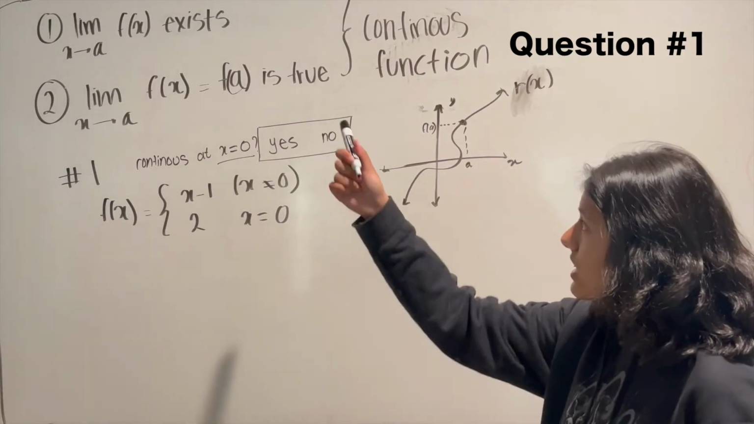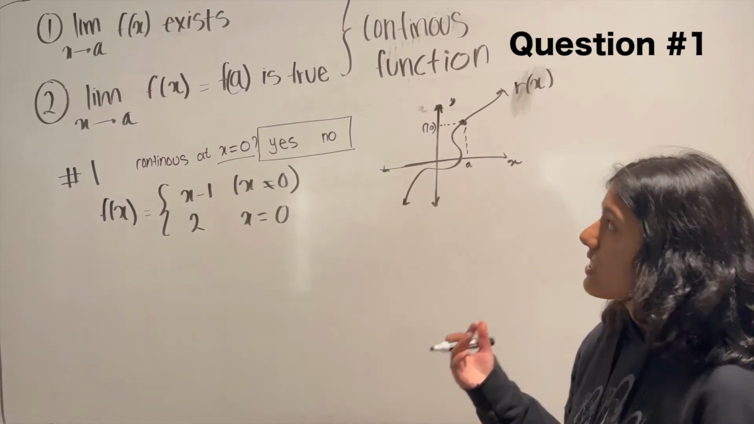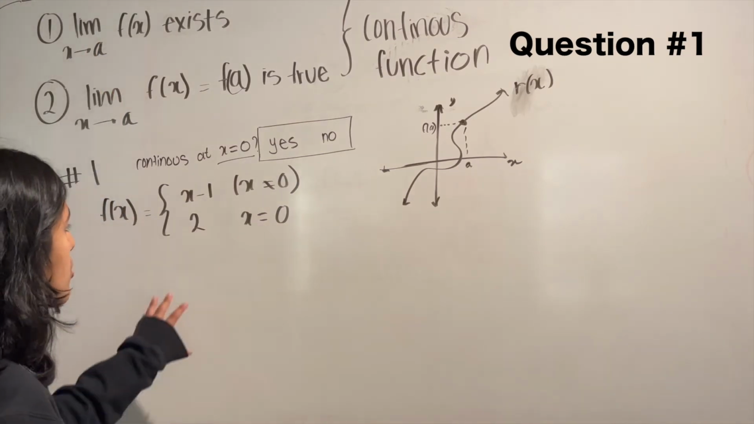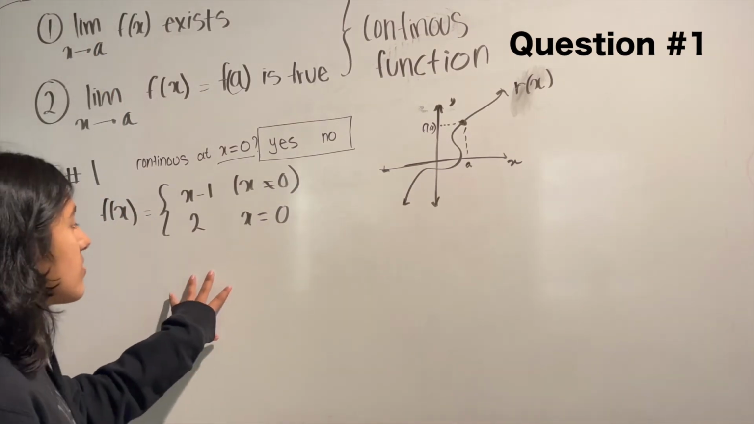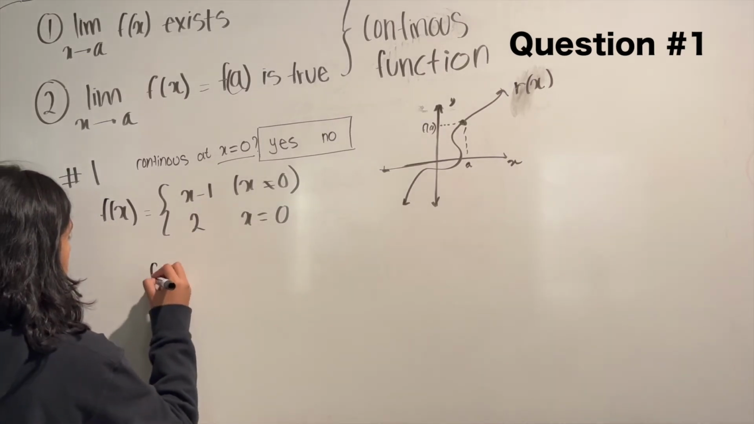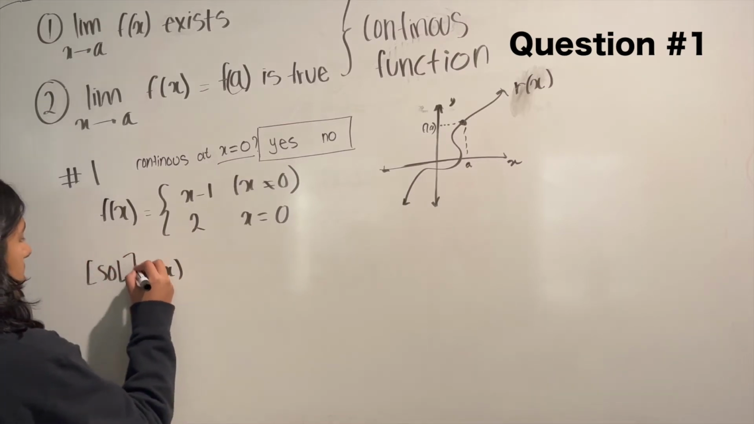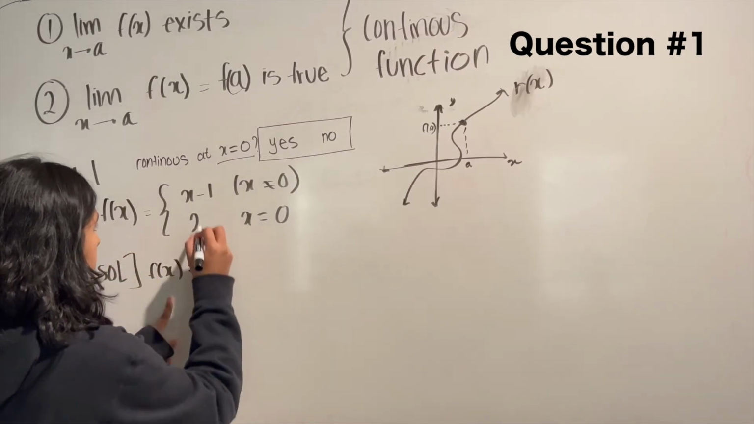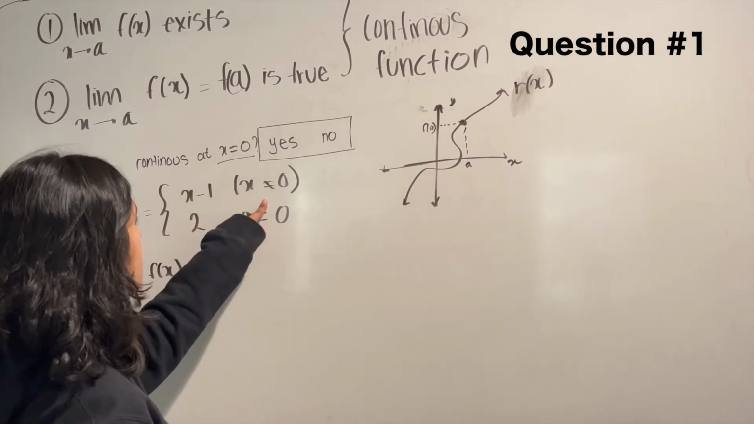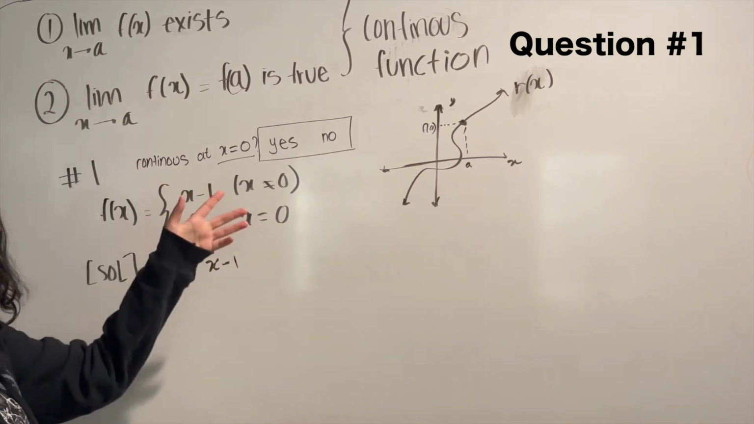So first, let's look at the first property. We see that the limit as x tends to a of f of x exists. So let's see if this property is true for this, or if the limit actually exists for this question. This is the solution. I see that f of x equals x minus 1. Let's take that, because you see here, x is not equal to 0. And it says limit as x tends to a, in this case a is 0.